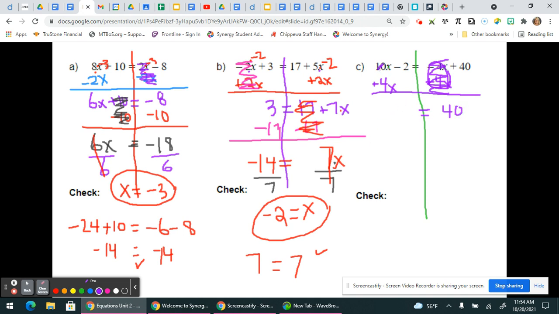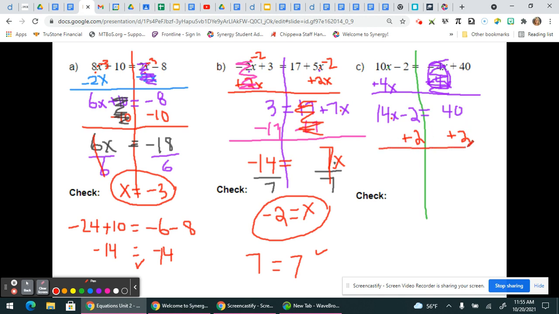And over here on the left, 10x plus 4x is 14x minus 2. So all of this, 14x minus 2 equals 40. We are going to get our x alone. So we're going to undo PEMDAS again, starting with this times 14x minus 2. I see that this minus 2 is my first to go. So I'm going to add 2 on the left and the right.